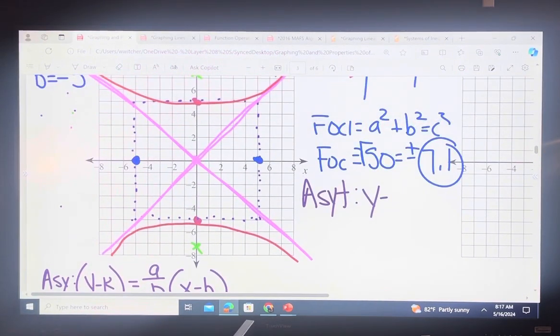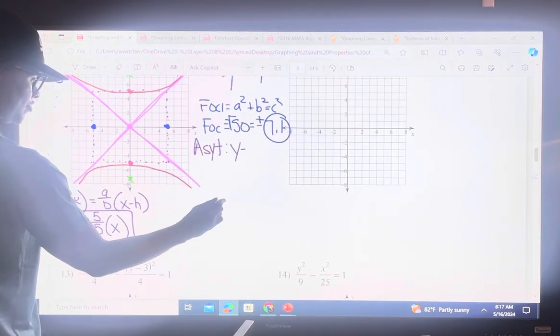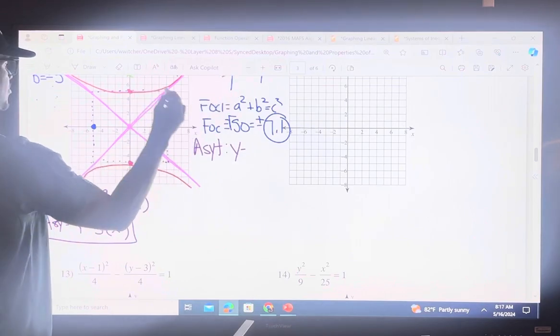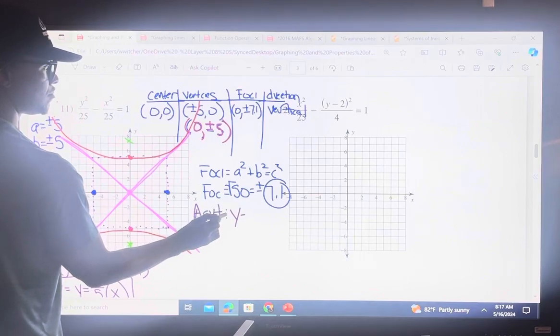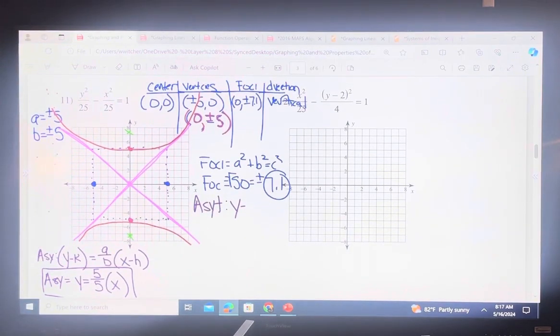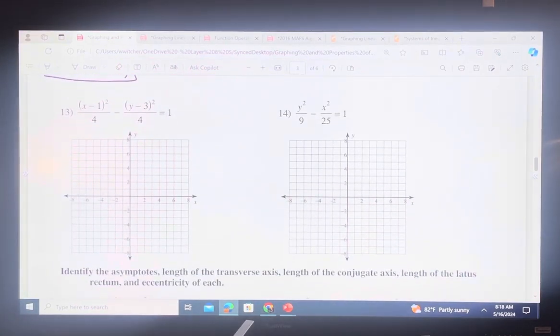This looks like this is going to be homework. I'm going to collect this in the morning from y'all. I need some space, so I'm going to do 13. I got y'all on 13. So y'all got an easy homework.